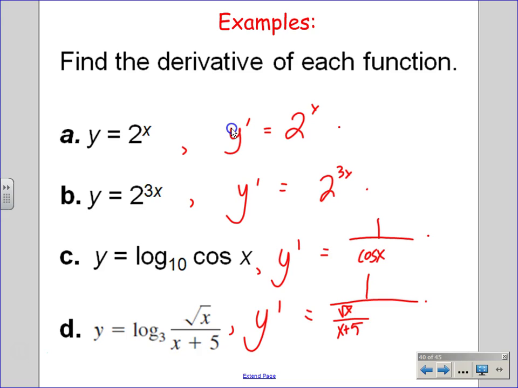Now, we have some extra stuff to remember. Derivative of e to the u is e to the u. Derivative of 2 to the u is 2 to the u, times ln 2 and u prime. Derivative of ln of u is 1 over u times u prime. Okay, it shouldn't be rocket science how to start it, right?